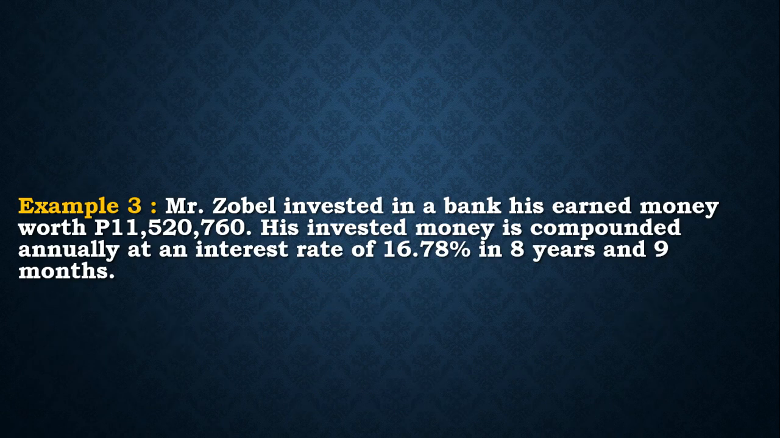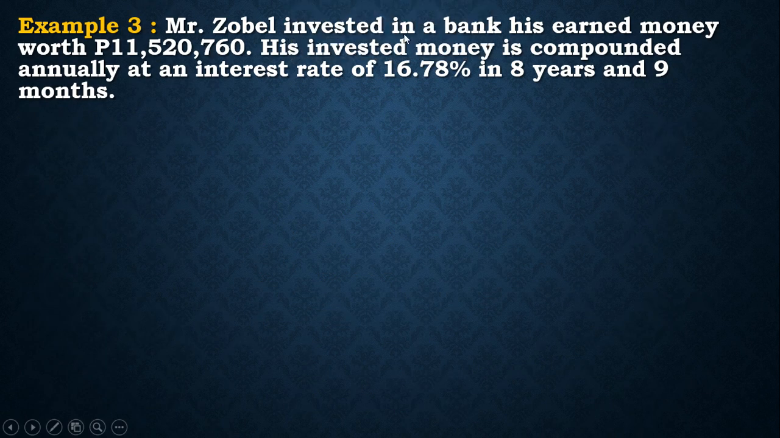Let's proceed to example number 3. Mr. Sobel invested in a bank his earned money worth 11,520,760. His invested money is compounded annually at an interest rate of 16.78% in 8 years and 9 months. So si Mr. Sobel daw nag-invest ng ganito kalaking halaga, 11,520,760, na kung saan ang bangko ay nagbigay ng interest rate na 16.78% sa loob ng 8 years and 9 months.